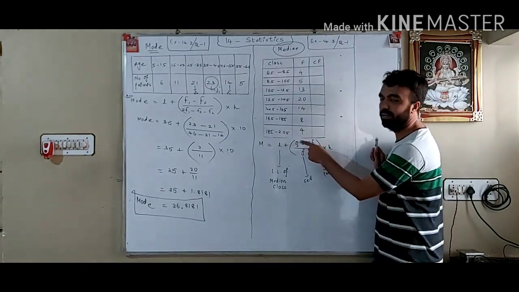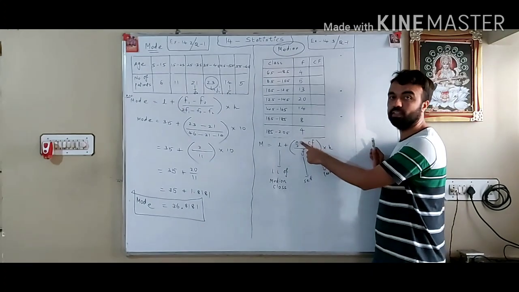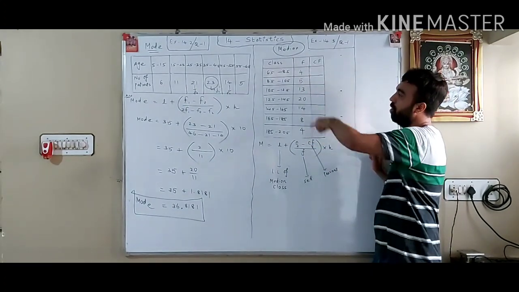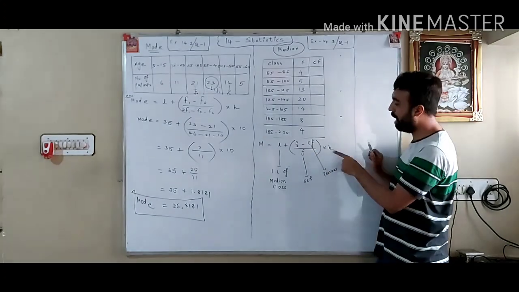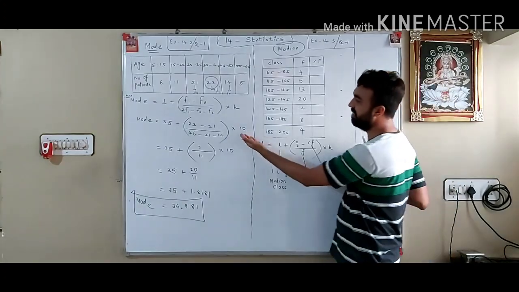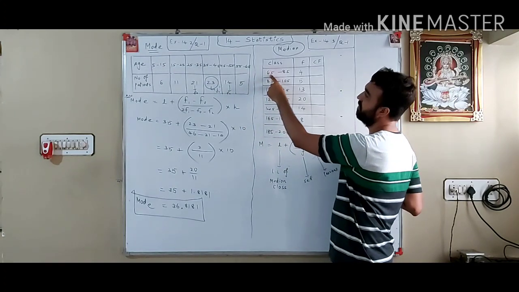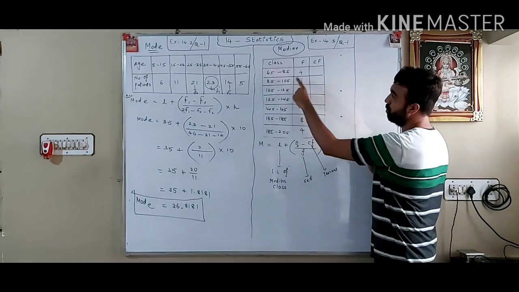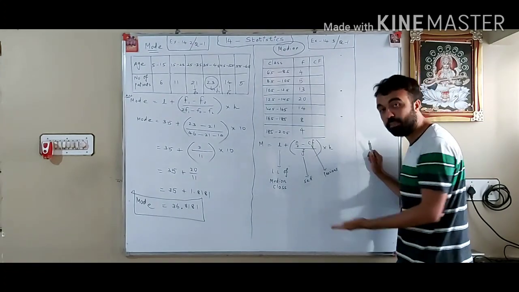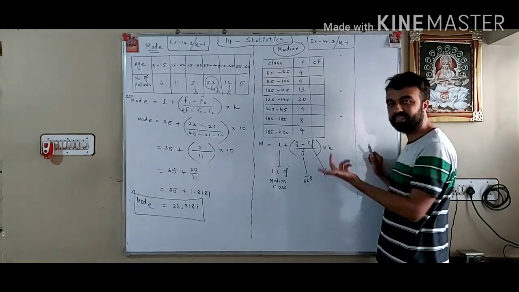This N is the total frequency. That means you need to add all these numbers. So N is the total frequency. Then you have this H. There, it was the same: the class length, 65 to 85, meaning a gap of 20. 85 to 105, 20, and this will stay the same. So H is the class length.